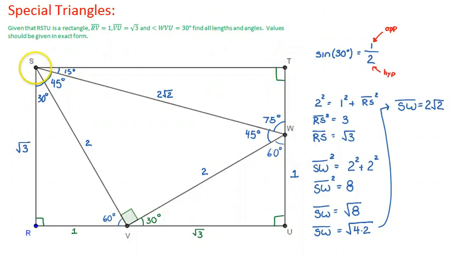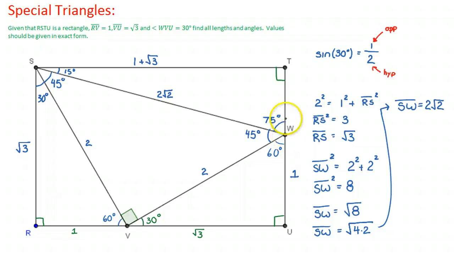Well, notice if I travel ST, it's the same as traveling from R to U. And I can travel RV, and then I can travel VU. So if this is 1 and this is root 3, the total length up here is 1 plus root 3. This is an important geometrical moment to make sure you understand. If I travel 1 and then root 3, if I travel that whole distance, I've traveled 1 plus root 3.